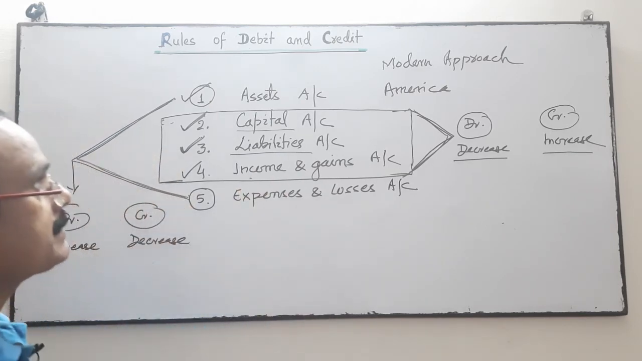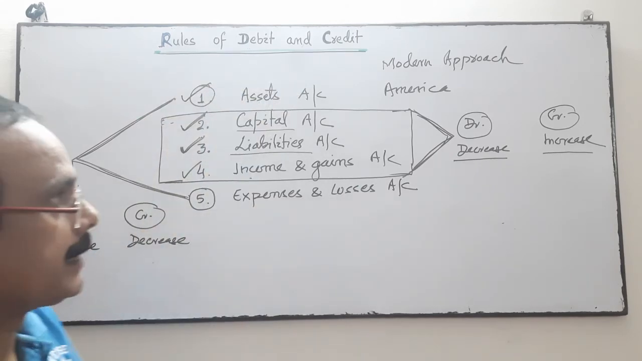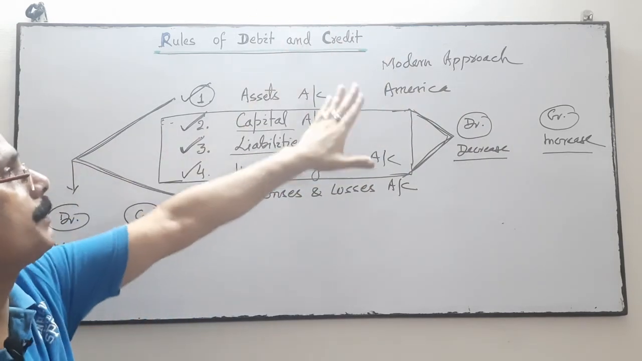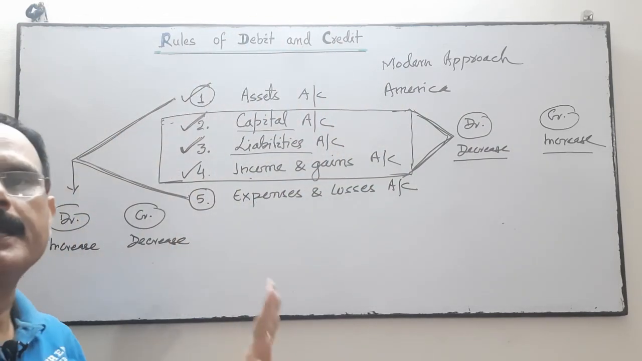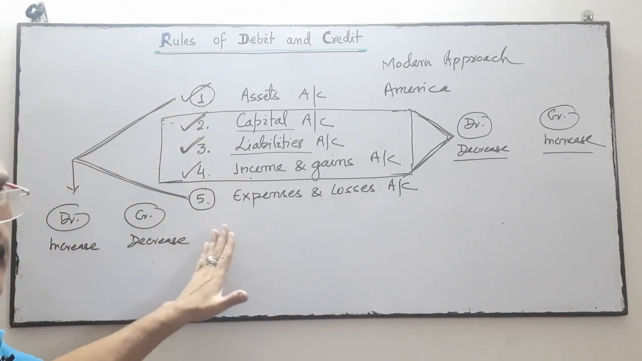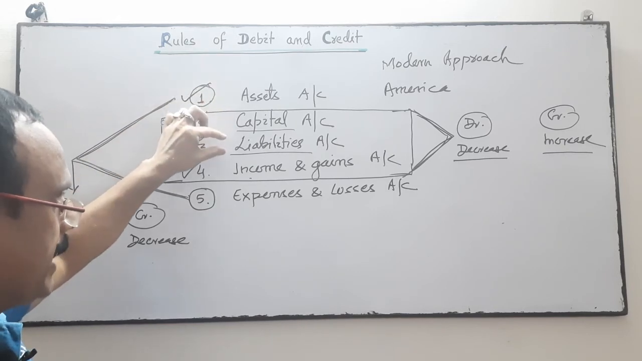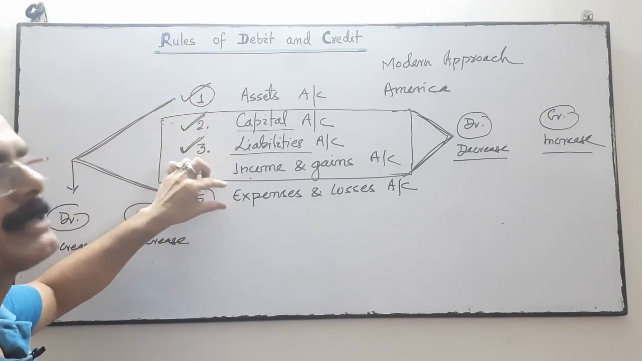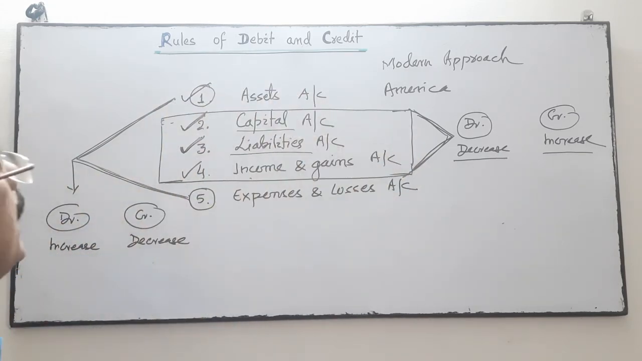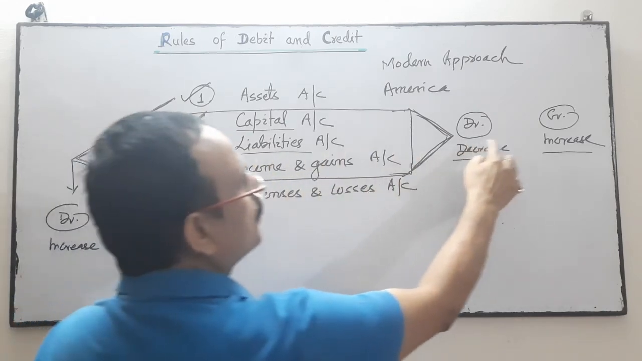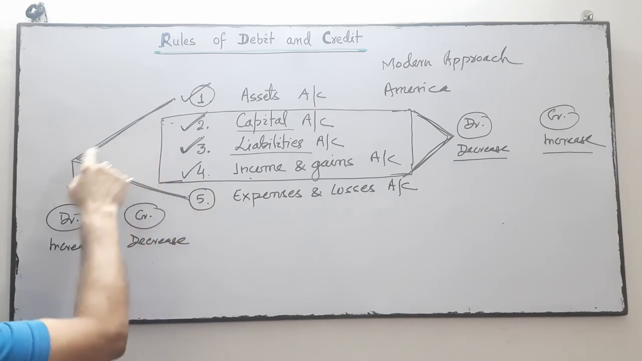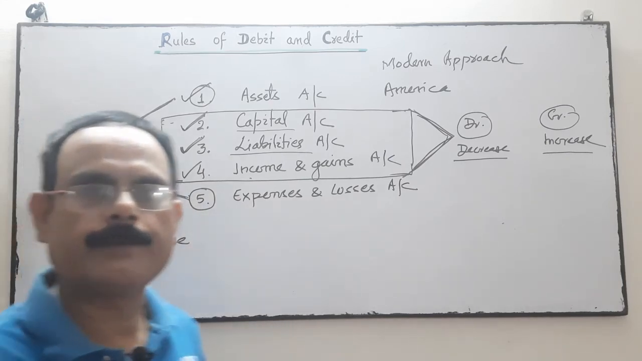So here I have discussed the rules of debit and credit under the modern approach developed in America. Under this approach the accounts are classified according to their nature into five categories: assets, capital, liability, incomes and gains, and expenses and losses. Accordingly the rules of debit and credit are developed. These three have the same rules, and these two, assets and expenses and losses, have the same rules for debit and credit.